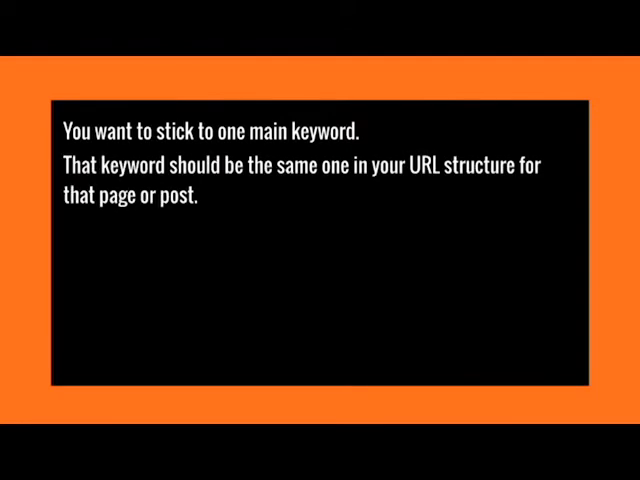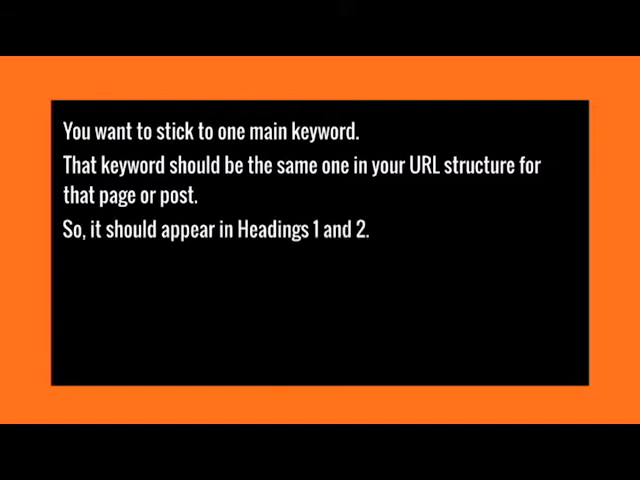One important thing is you definitely want to stick to one main keyword, and you want that main keyword in the title of your page and throughout your page. That keyword should be the same one in the URL structure for that post or your page. I'm going to show you this in a minute. If we hop on over to WordPress, you can use your keyword to name the title, and if everything is set up correctly, the permalink or the URL structure should have that keyword.